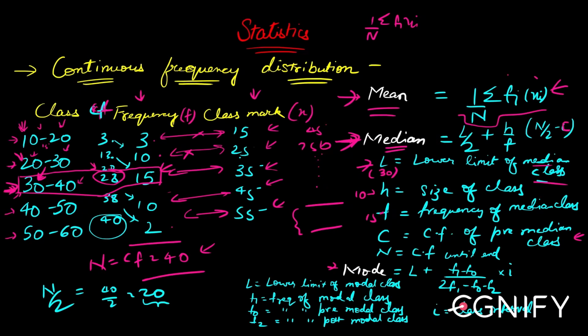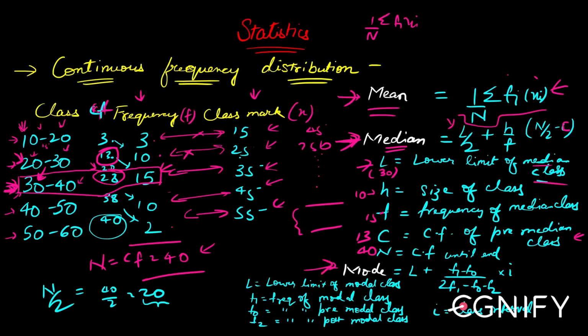What is the pre-median class? This is the pre-median class, the one which is before this. And what is the cumulative frequency there? It's 13, right? So it's 13. And capital N is cumulative frequency until the end. That's basically your capital N, right? So basically that's 40. You put in the values in this particular formula and you will get the median of the data.